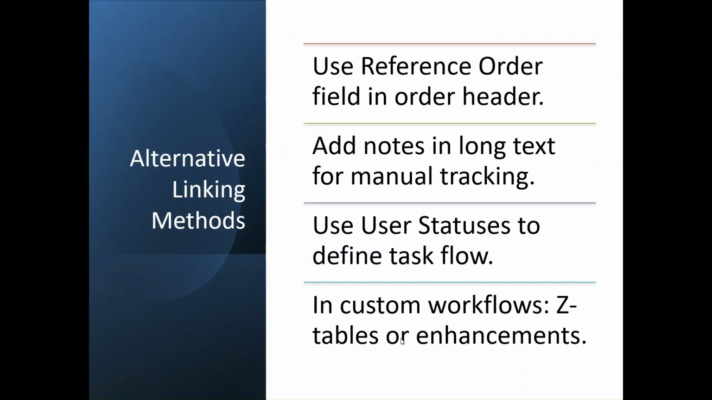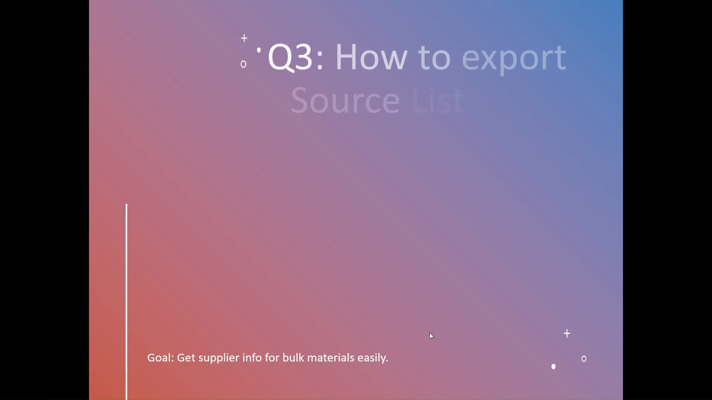Another alternate method for linking is to use the reference order field in the order header. Then you can add a note in the long text for manual tracking, or you can use statuses to define task flows, or in custom workflows you can make Z tables or enhancements. So this is another alternative linking method for this problem. These are the two solutions for the above problem.